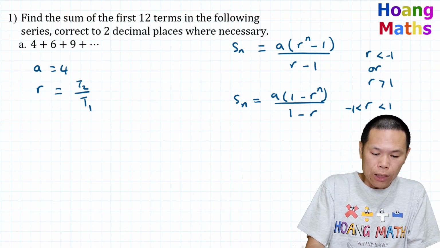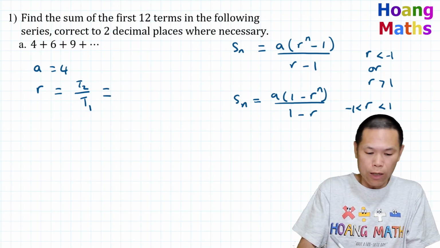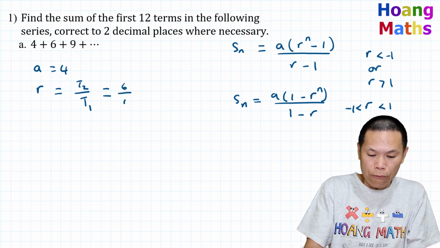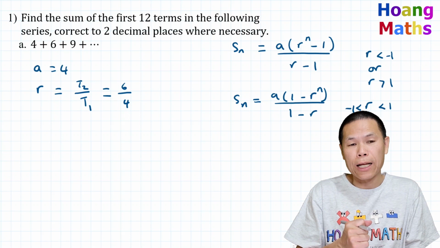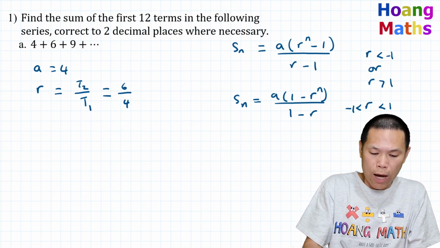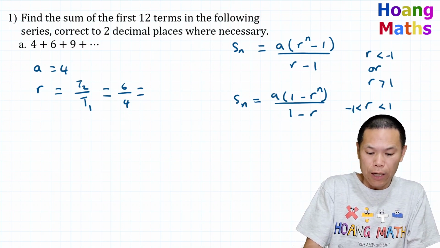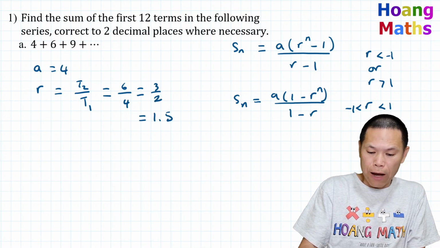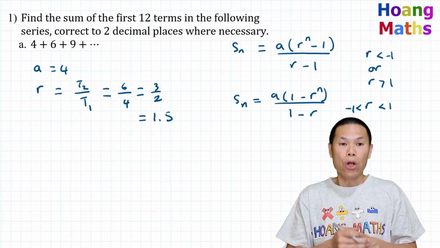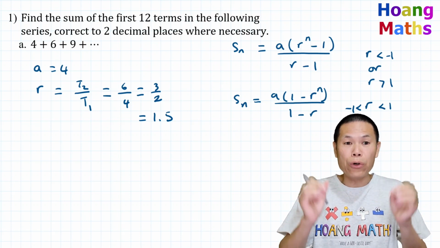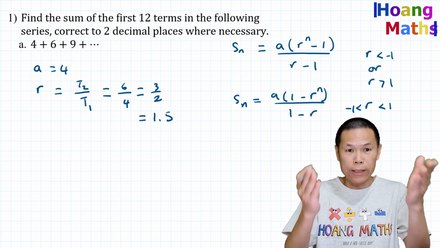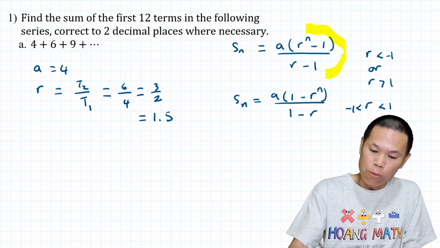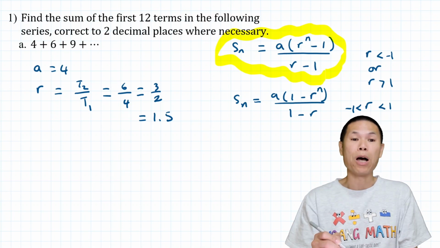So in this case, I just use term 2 over term 1. So term 2 is 6 and term 1 is 4. And we just put down a calculator. So 6 over 4. Otherwise, I can just simplify this. Give me 3 over 2, which is 1.5. So it's just easier, that's all. So now, because the common ratio is greater than 1, therefore we use the first formula here. So keep that in mind, okay?